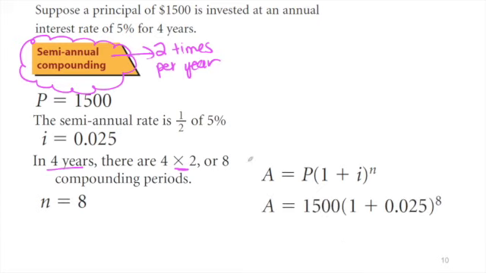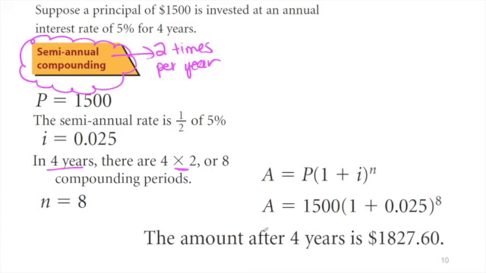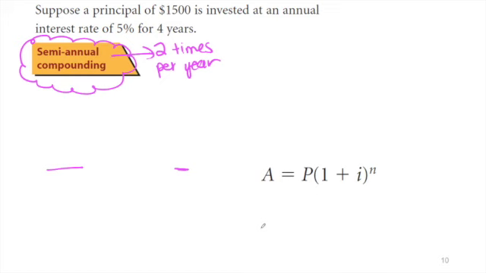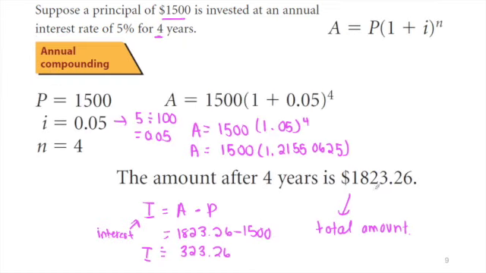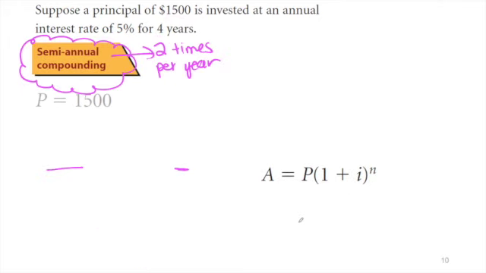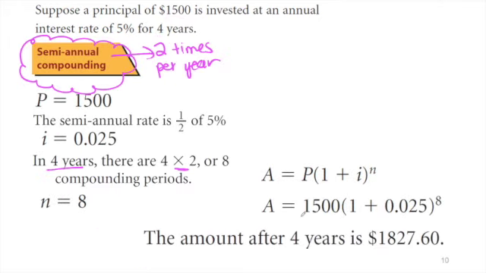So your final answer ends up being 1,500 times 1 plus 0.025 to the exponent 8, still subbing in those answers. And after 4 years it is $1,827.60. So if you go back one slide, it ends up being a little bit more money to compound semi-annually versus annually, by a matter of about $4. But still, money is money, right?